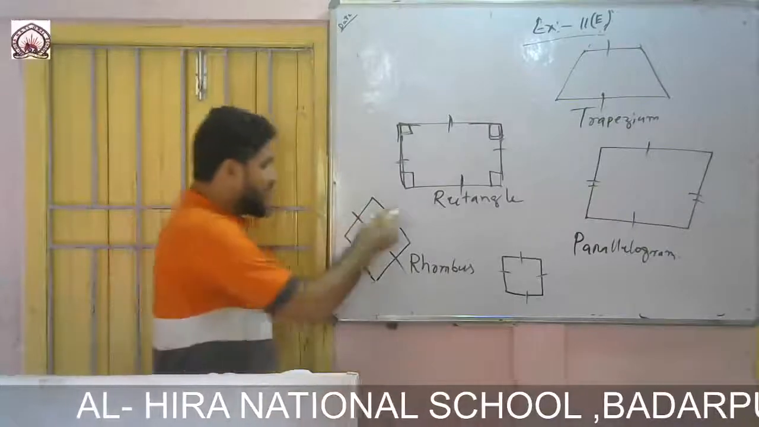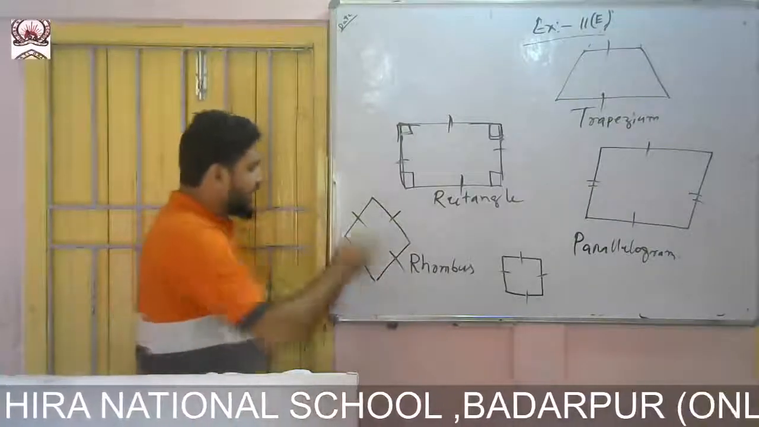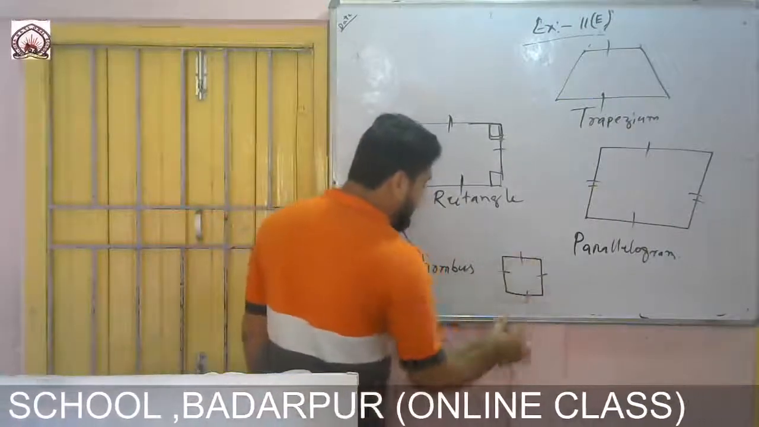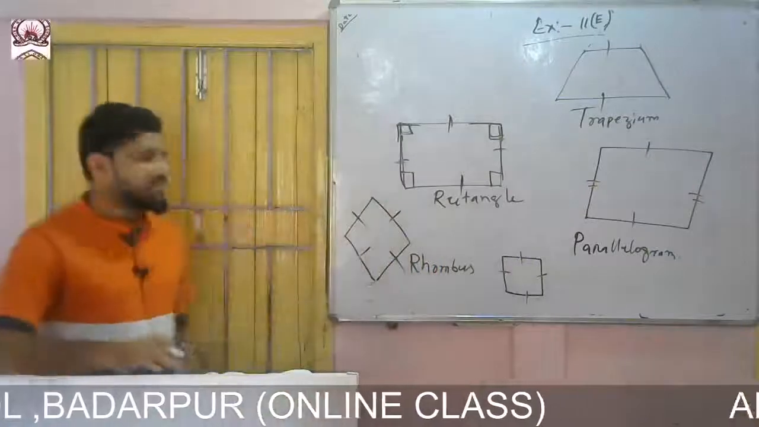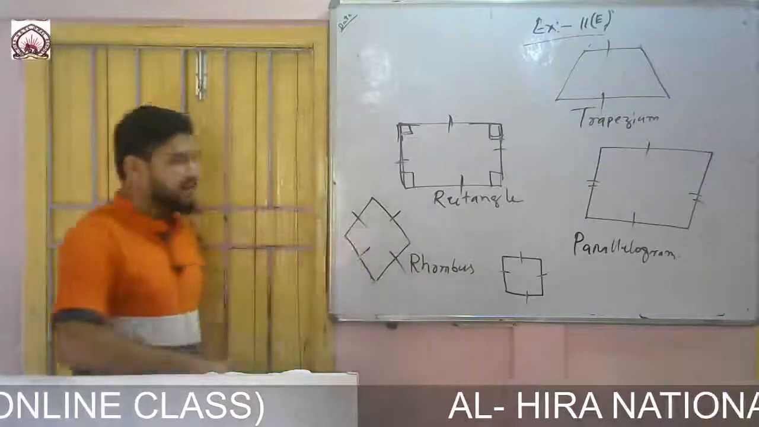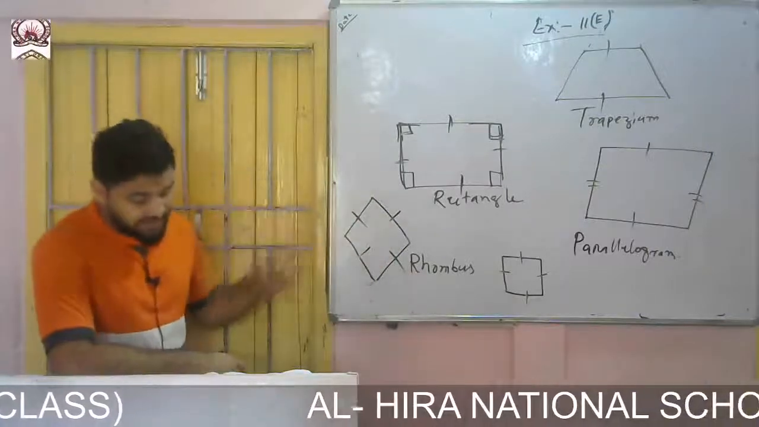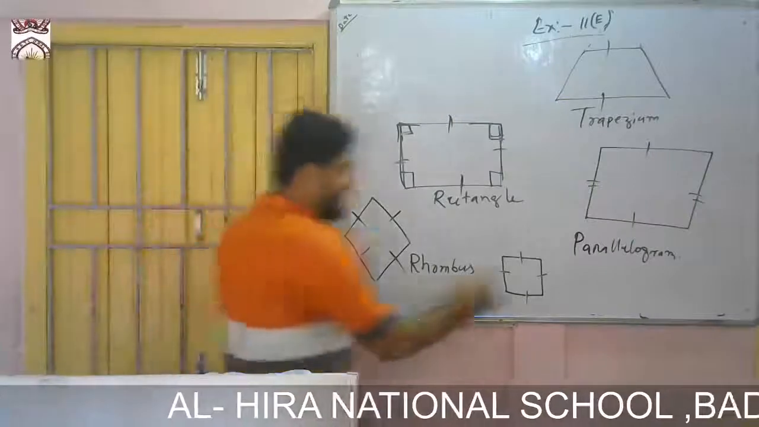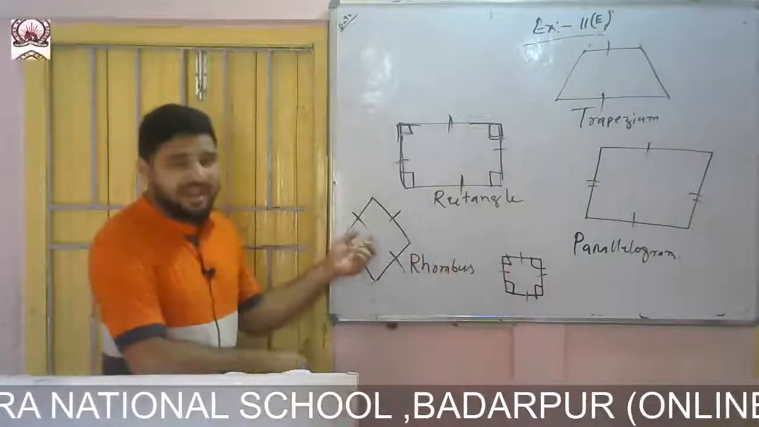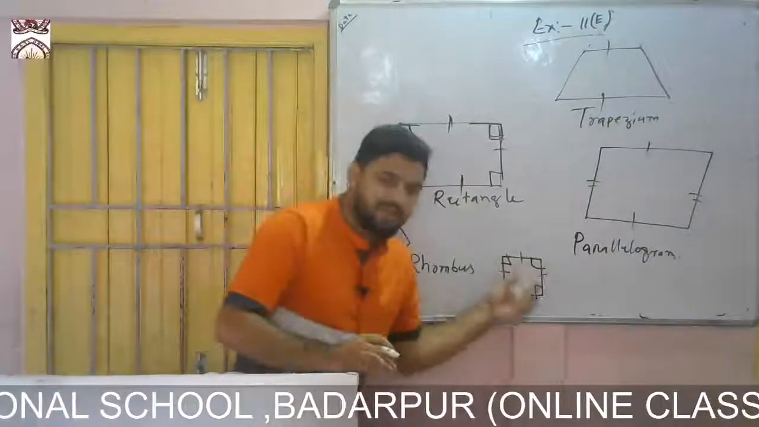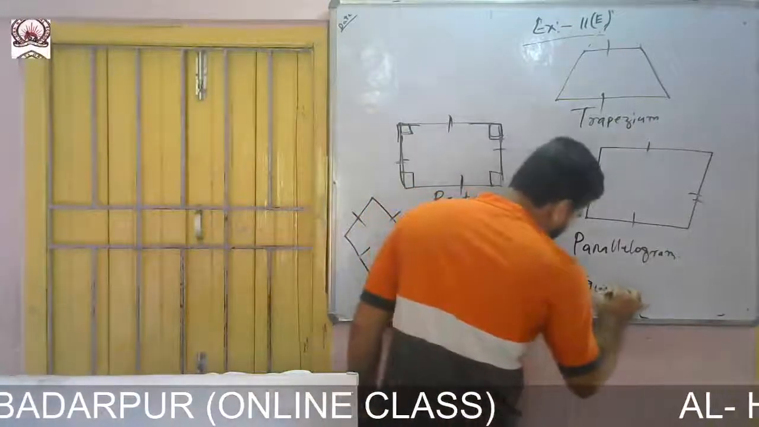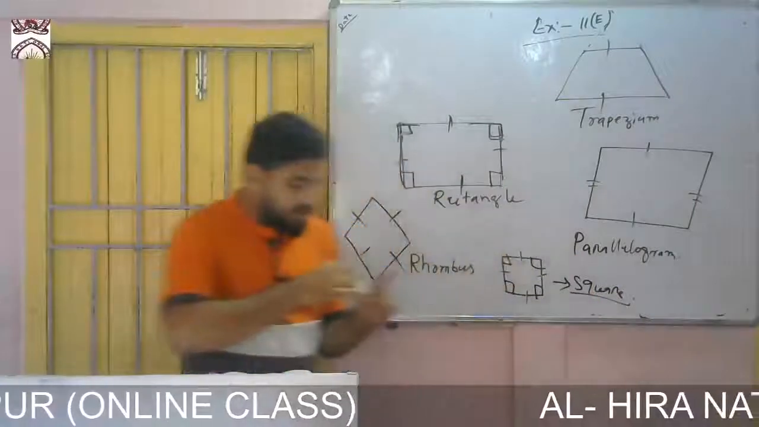In a rhombus also, all the sides are equal. In a rhombus, this side is parallel to this side; in a square, this side is parallel to this side. But what is the difference between a rhombus and a square? In a rhombus, the angles are not 90 degrees, but in a square, all the angles are 90 degrees. So that is a square.